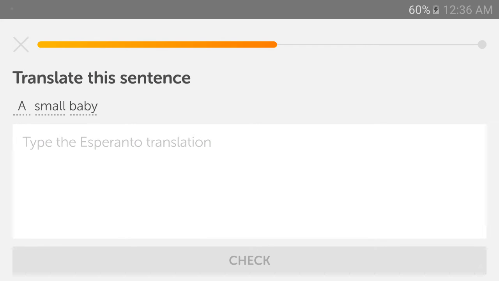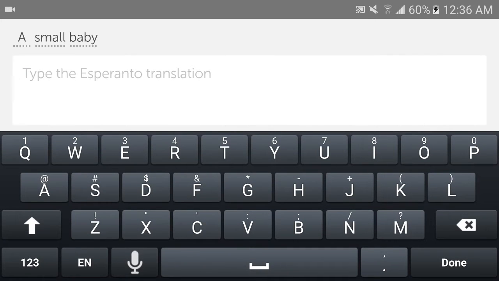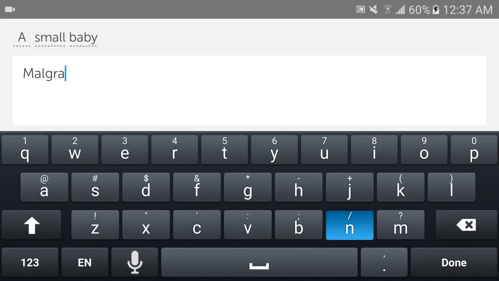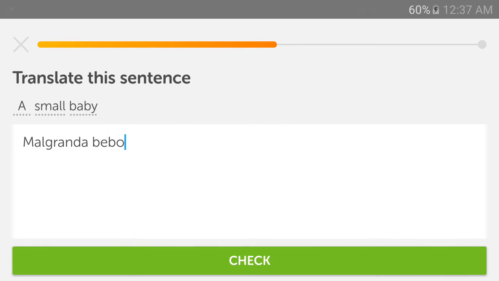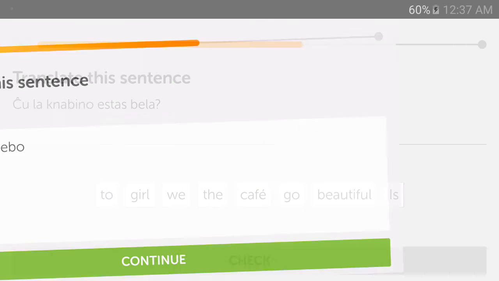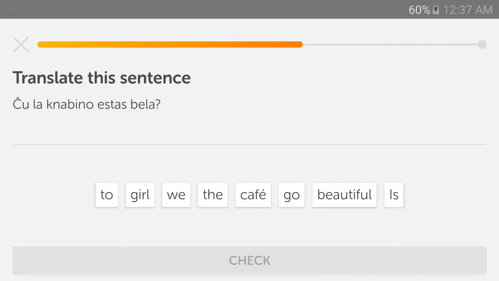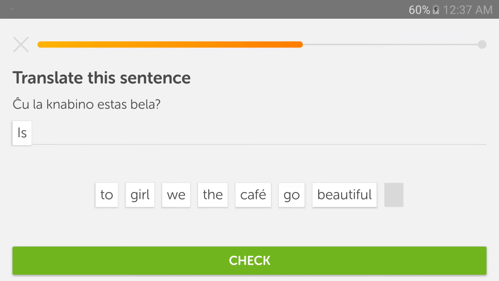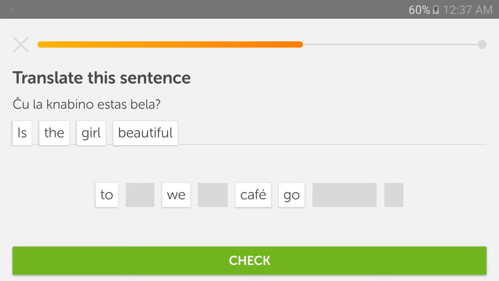A small baby. Translate this sentence. Well, that would be... Y'all haven't seen the word for baby yet in Esperanto. Malgranda bebo. Booyah! Ĉu la knabino estas bela? Alright. Translate this sentence. Is the girl beautiful?